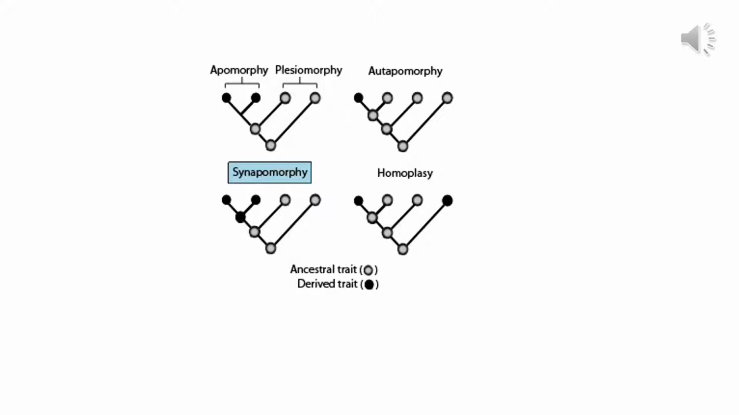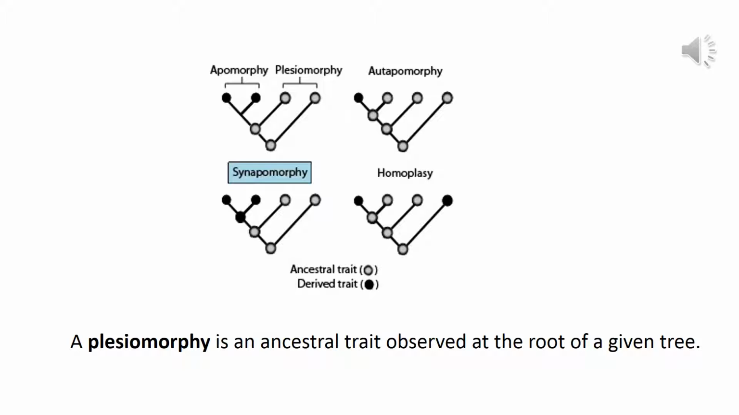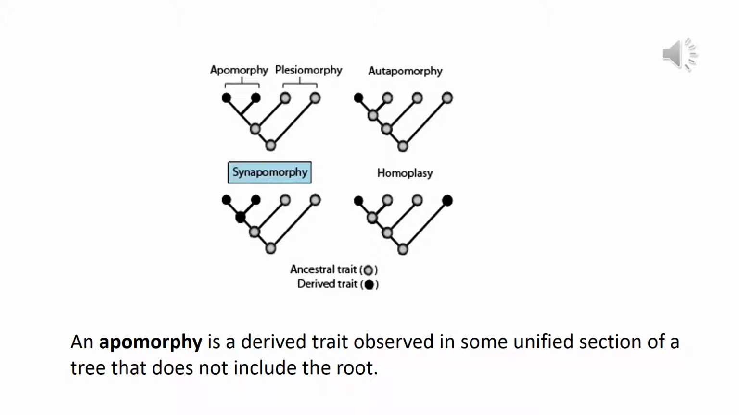Shown here are a few important concepts regarding phylogenetic trees and the traits used to build them. A plesiomorphy is an ancestral trait observed at the root of a given tree. Because plesiomorphies are ancestral traits, they are not indicative of relationships within a tree. An apomorphy is a derived trait observed in some unified section of a tree that does not include the root.